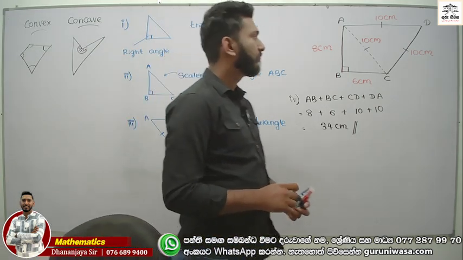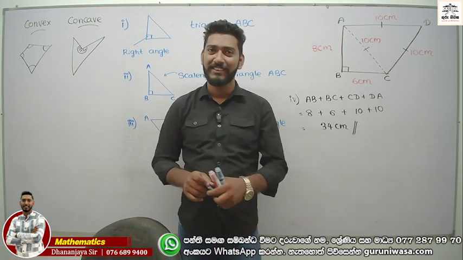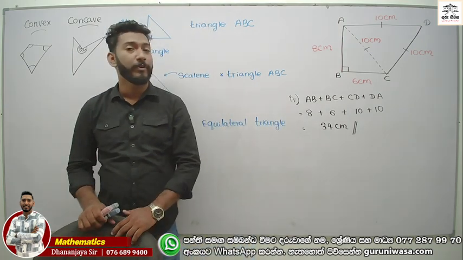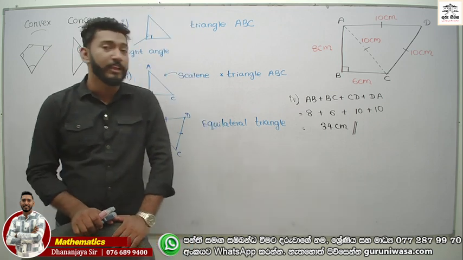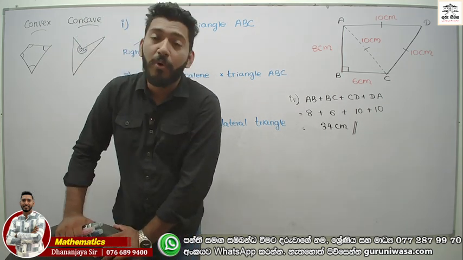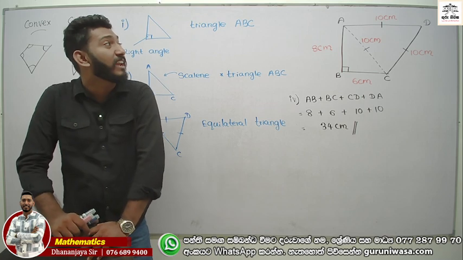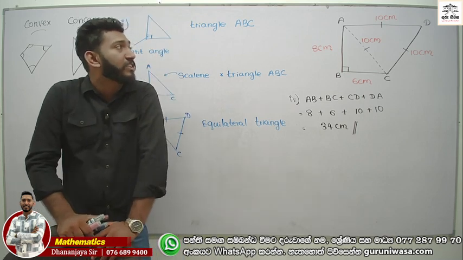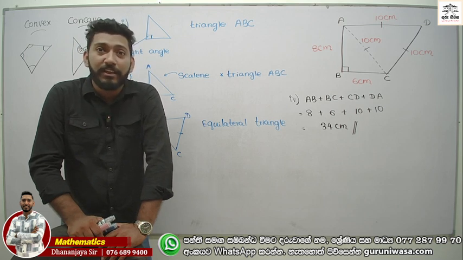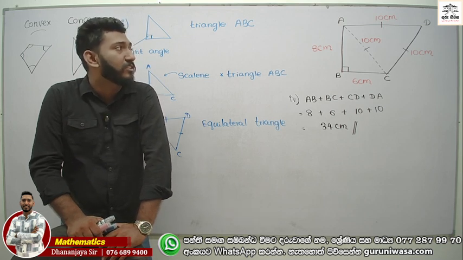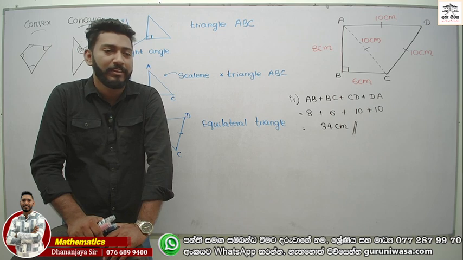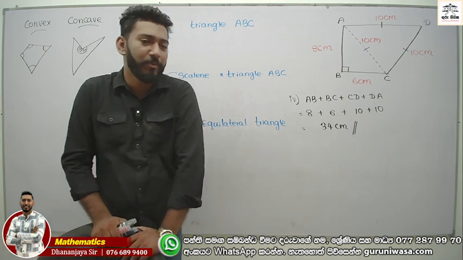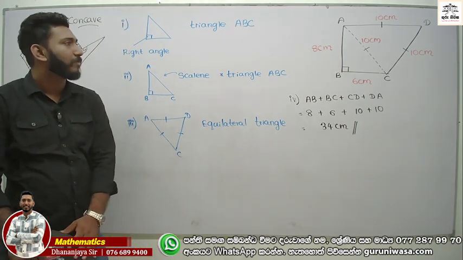Therefore, we cannot agree with him. Because why? This is a convex polygon. In a convex polygon, there are no reflex angles. Therefore, this is not a concave polygon. This is a convex polygon. So this is a convex polygon. Right.